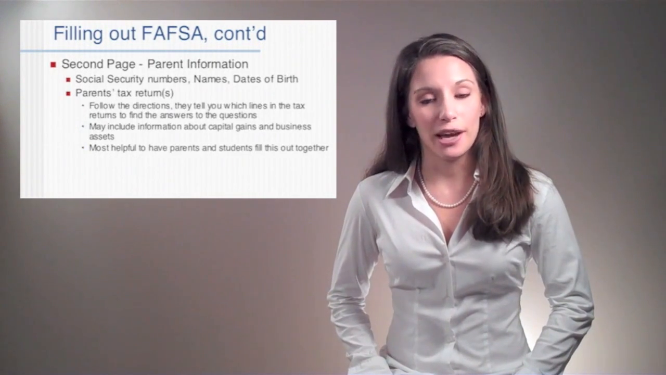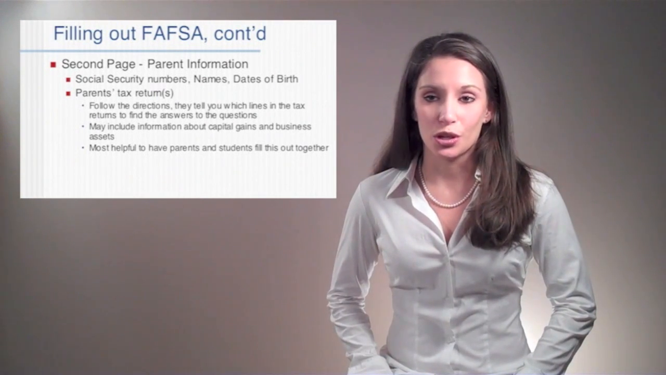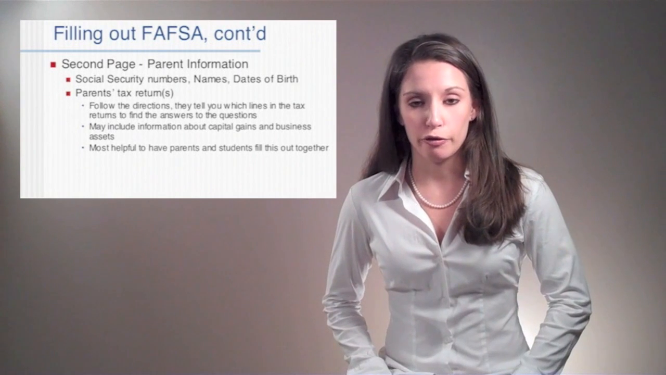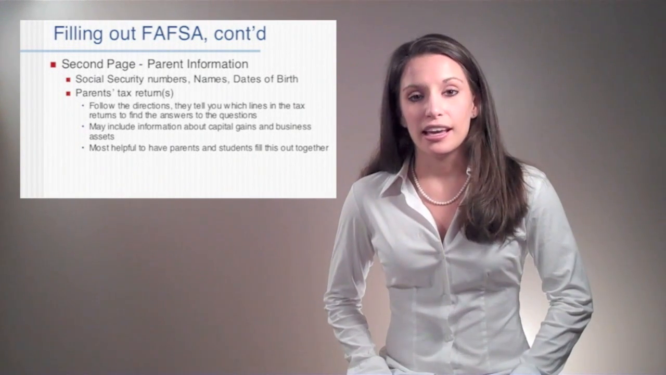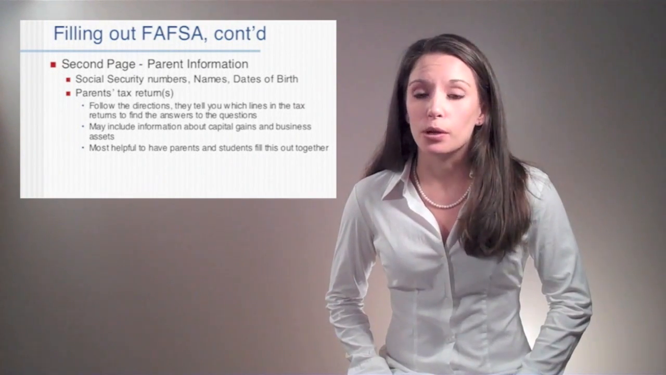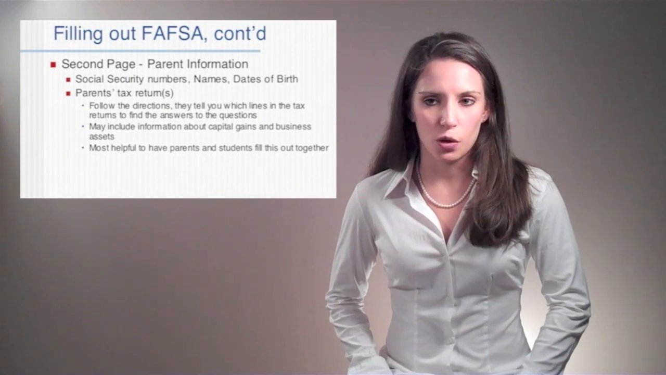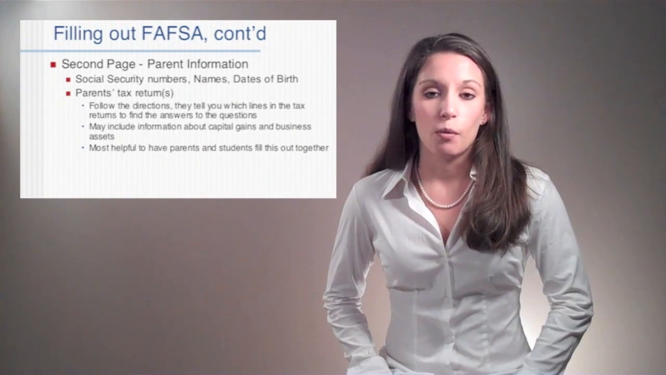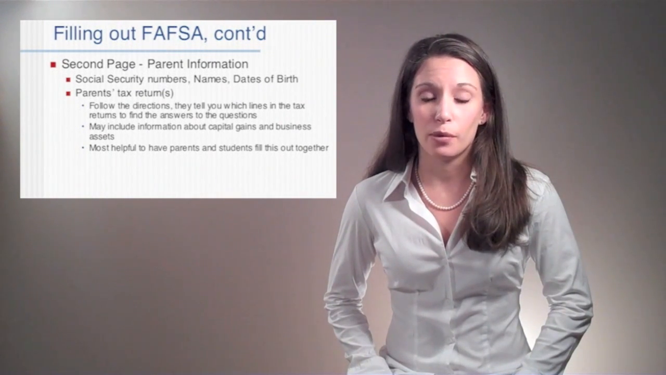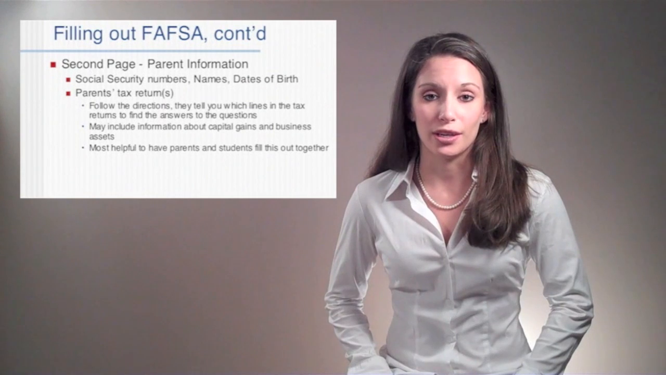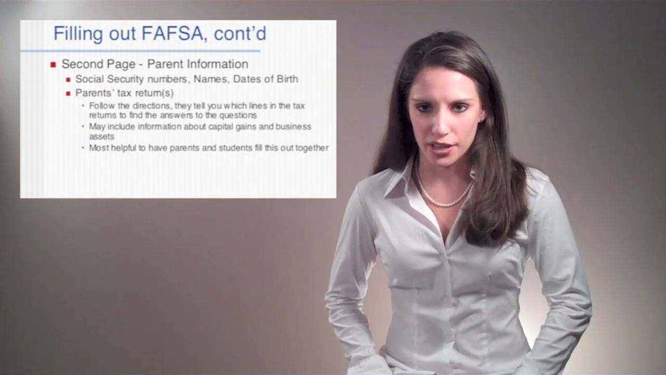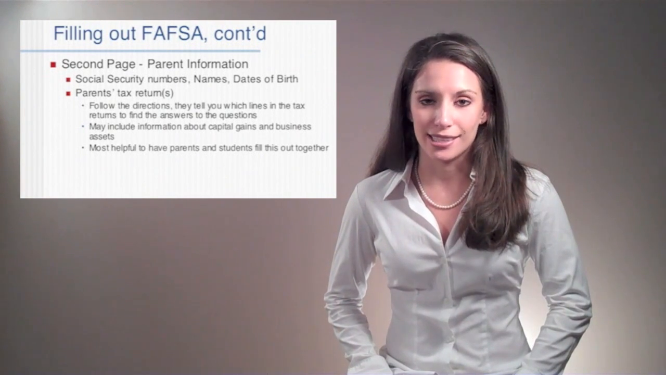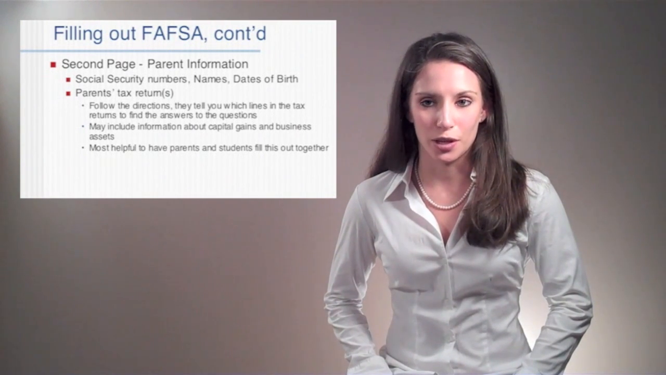Now, the next page is the parents' information. Social security numbers, names, dates of birth, and then a lot of questions that can be answered by referring to the parents' tax returns. If you've done your taxes, this is pretty simple, because you just follow the directions for each question. They refer to different line numbers in the 1040 documents, where you go to that line, you enter the number that you find there, and you've answered the question. It's really straightforward if you've done your taxes. It may also include information about capital gains and business assets if those are applicable to your situation.